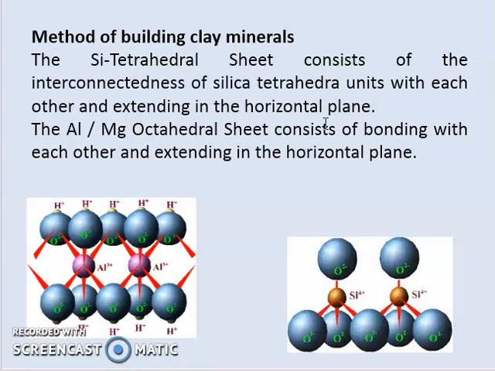The Al or Mg octahedral sheet, either di or trioctahedral, consists of octahedra bonding with each other and extending in a horizontal plane. Here is the octahedral. Look here, the hydrogen does not appear, but O is larger than hydrogen. Here is the aluminum, and here is the tetrahedra. These are the two units that build the clay mineral. How it goes, I will explain.